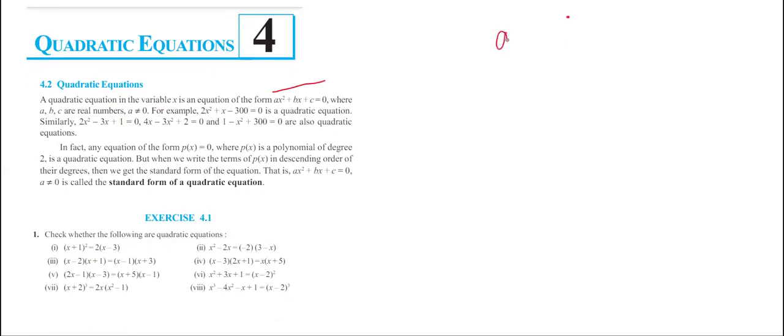Okay, what is the standard form? ax squared plus bx plus c equals 0. So this is the standard form of the quadratic equation, where a, b, c are all real numbers and a is not equal to 0. For example, the first example they've given us is 2x squared plus x minus 300 equals 0.